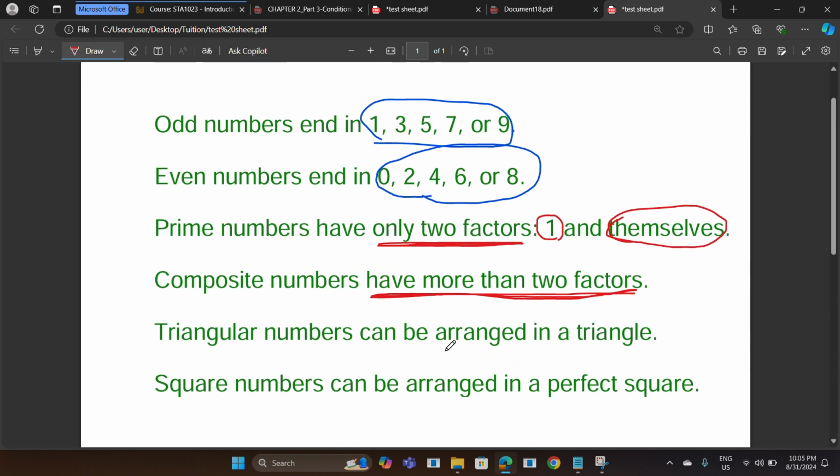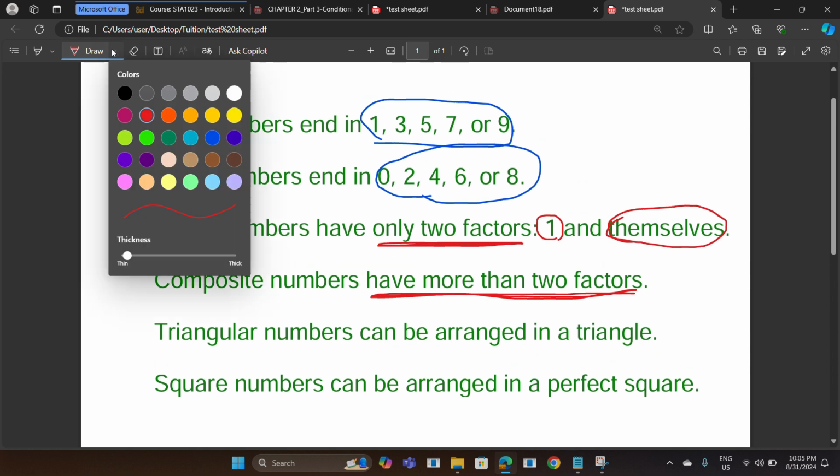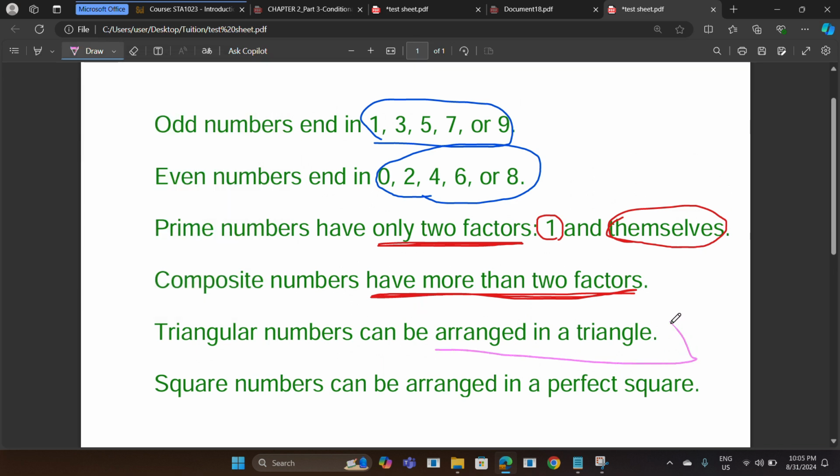And what are triangular numbers? The numbers that can be arranged in a triangle. And the square numbers are the numbers that can be arranged in a perfect square. Perfect square. Okay?